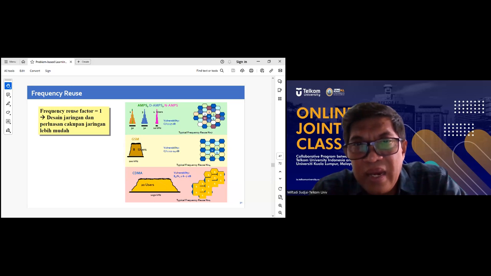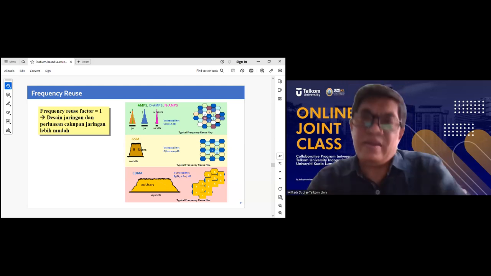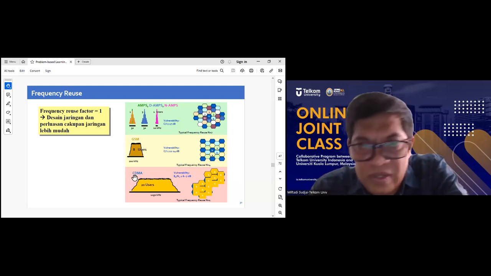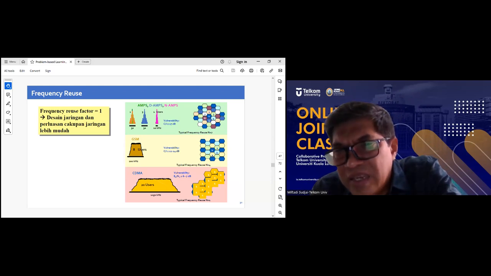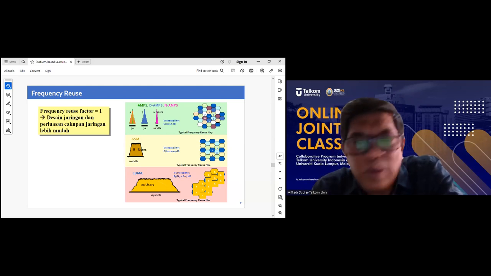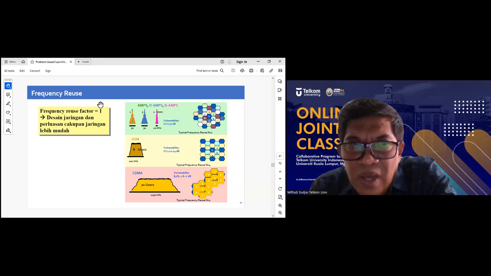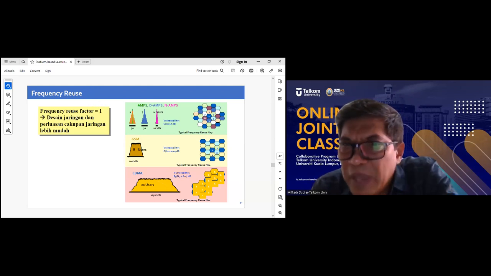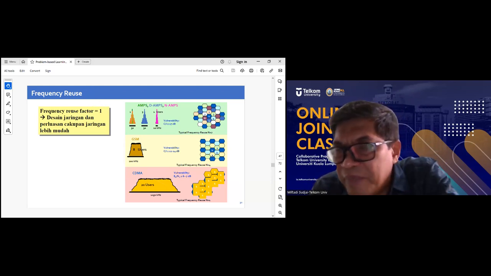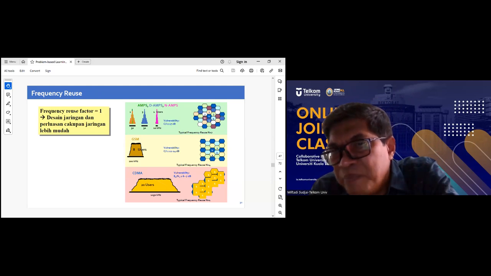But it can cater to more than 5 billion people worldwide. By what? By what we can see here, we call it frequency reuse. How can the frequency be reused? By designing the coverage like a beehive. That's why we call it cellular, because it's considered like a cell.